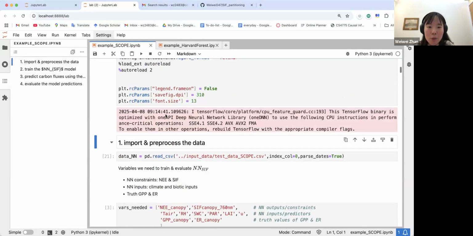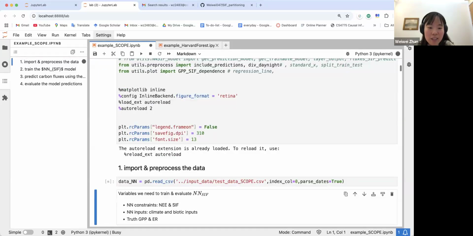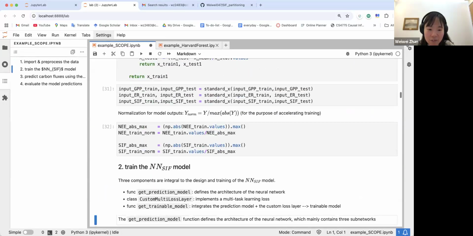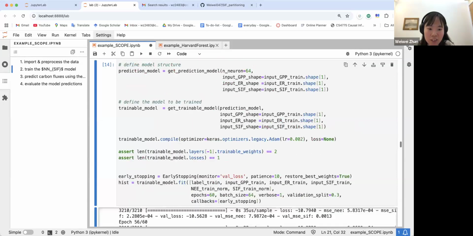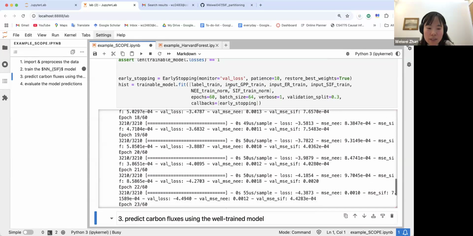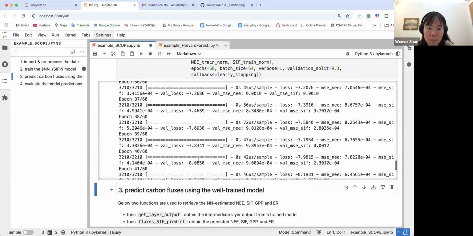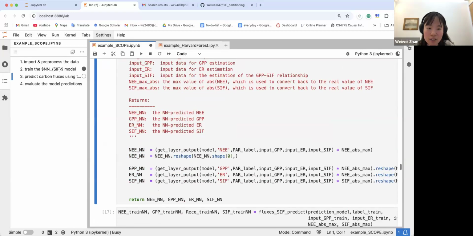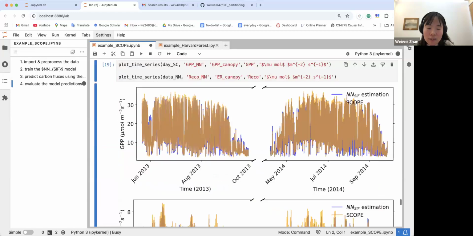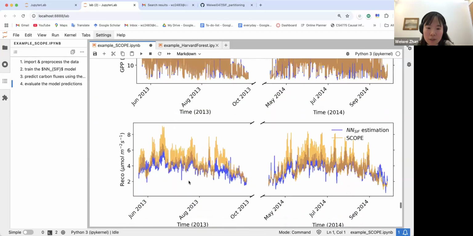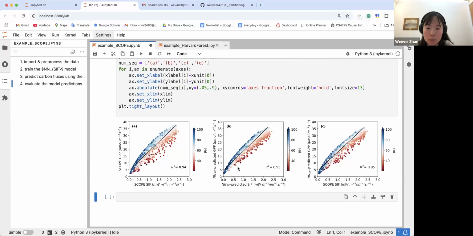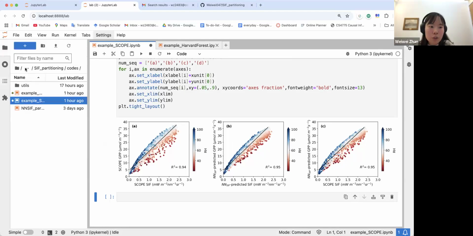Sorry, I realized I didn't run my model right now, but if you are interested in getting a sense of how long it will take, I can run it right now. It is very fast. The most time-consuming part is this part, but it can be done very quickly. And we get the prediction from this cell. Finally, we plot the time series. Here you can see the results are consistent with the previous one. And finally, we also get the GPP-SIF relationship. So this is what we do for the SCOPE simulation.